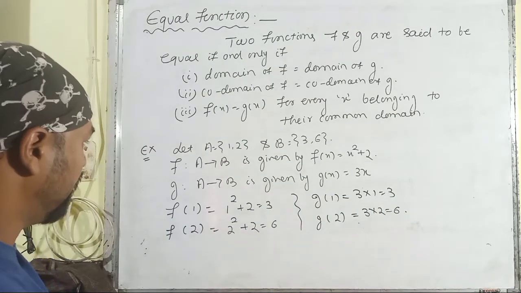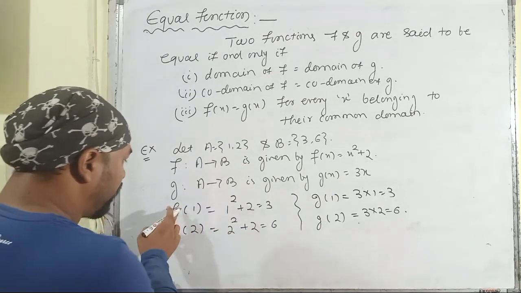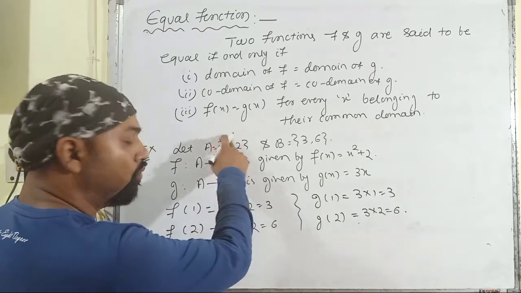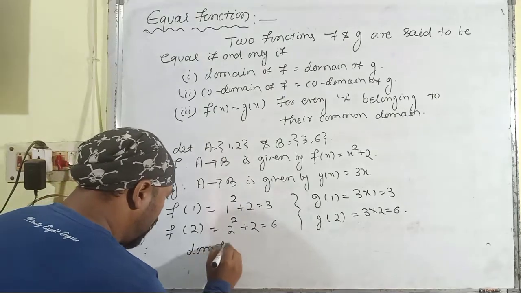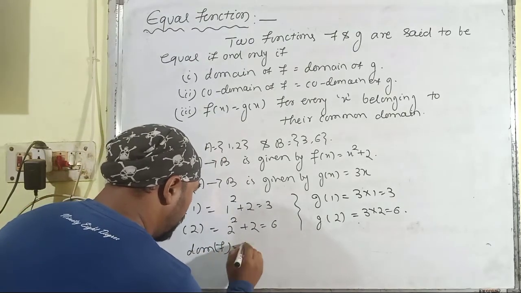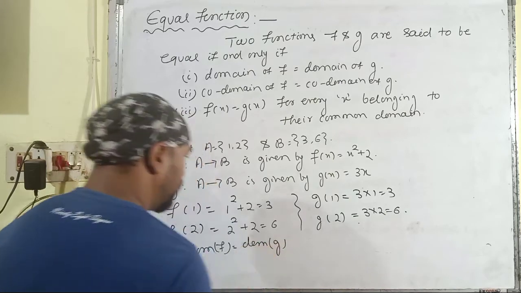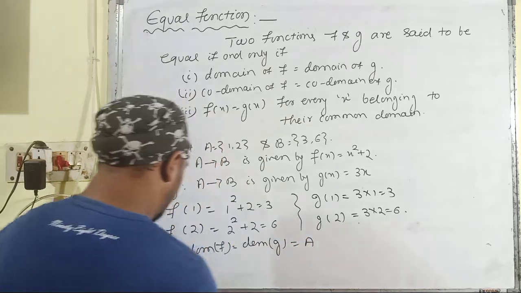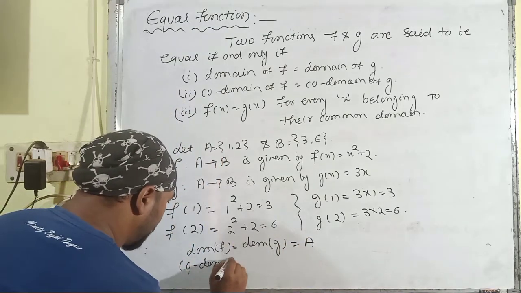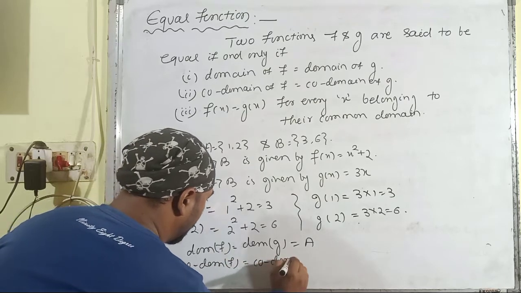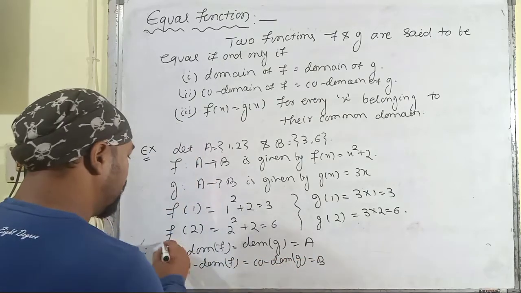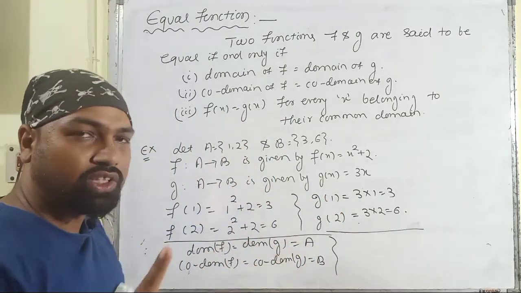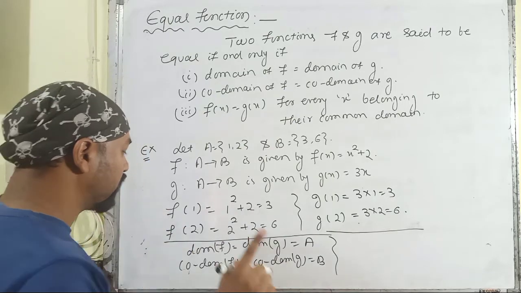From here you can see that the domain of the function is equal to {1, 2}. Obviously the domain of f is equal to the domain of g. The domain of the function f is equal to the domain of the function g, which is equal to A. Then the codomain of the function f is equal to the codomain of the function g, which is equal to B. Then at last the very vital part, as I have already told, we have to show that f of x is equal to g of x for every x belonging to their common domain.